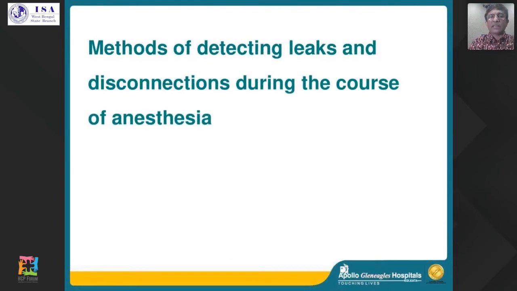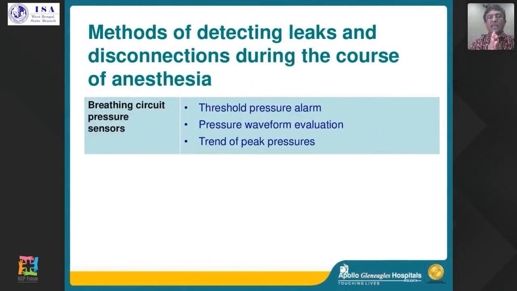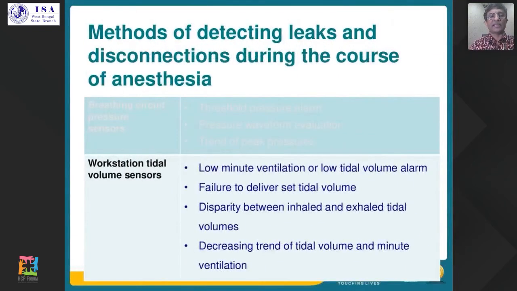There are methods of detecting leaks and disconnections during the course of anesthesia. There are breathing system sensors, which include threshold pressure alarms, pressure waveform analysis, and the trend of peak pressures. From this you should be able to figure out whether there is any leak happening. There are workstation volume sensors. See, the volume sensors are essentially looking at flows. Through an algorithm, they give you the expired tidal volume etc., but essentially they are looking at flows.